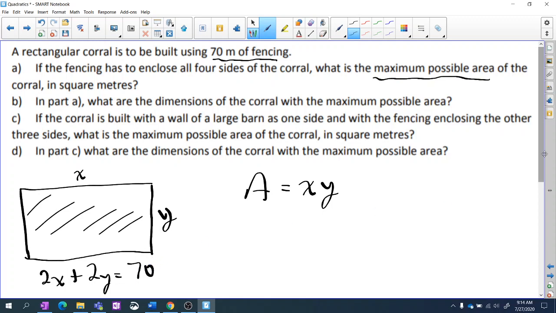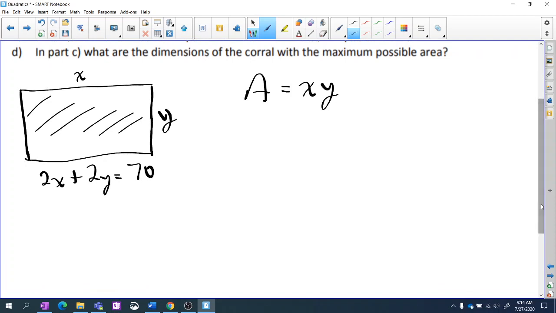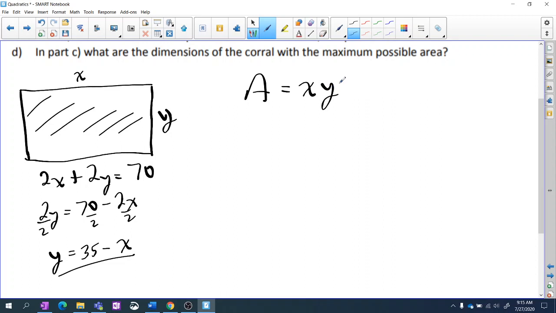Now let's pick one of the variables. It makes no difference which one. Let's say I rearrange and get y equals this time. So 2y would be 70 minus 2x. To get y by itself, divide everything by 2. y would equal 35 take away x. This is going in here for the variable y.